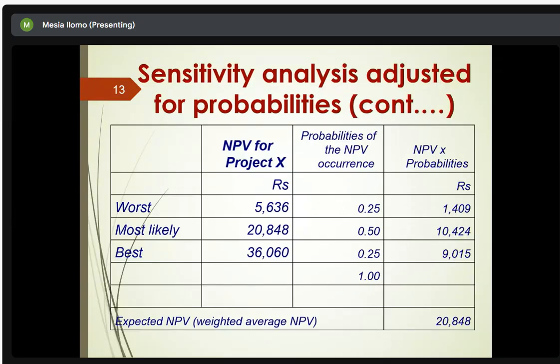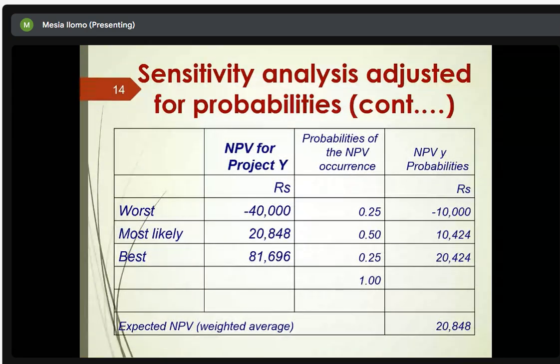1,409. Is that what you get, students? Yes. Okay, so if yes, then you do that for the most likely, but also the best case, and then you add to get the adjusted or expected NPV, and I think we are getting 20,848. So you do that also for project Y. You have probabilities which I think are similar, and then you multiply with the corresponding NPV. And I think you're also getting the expected NPV, which is 20,448.